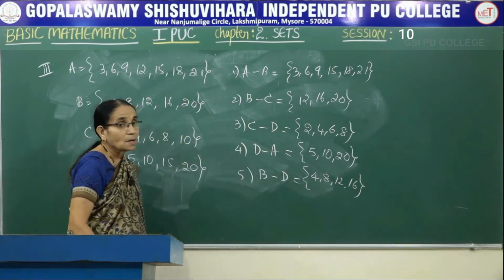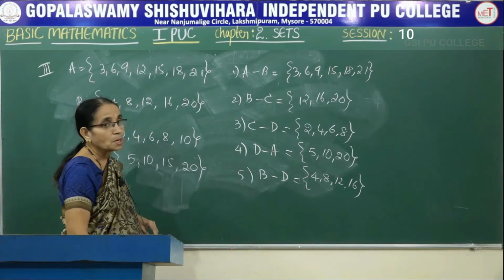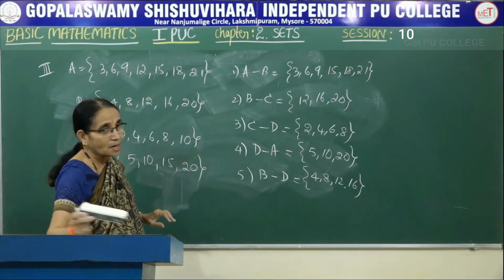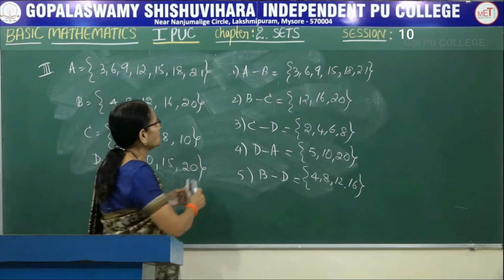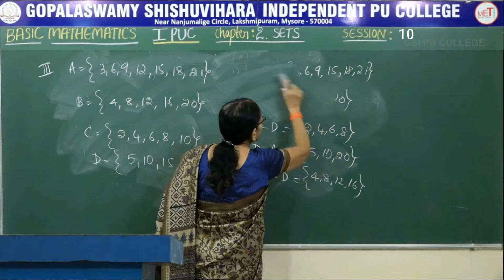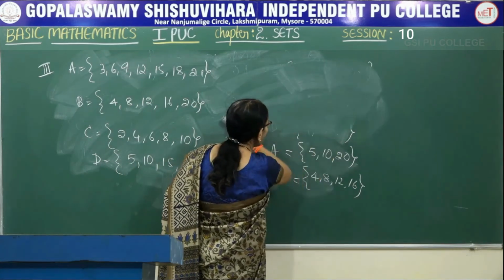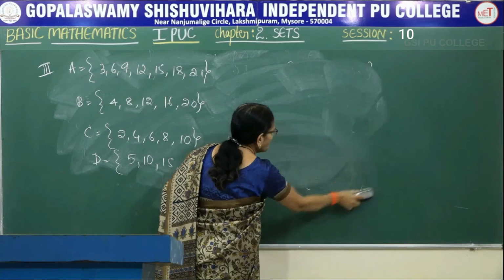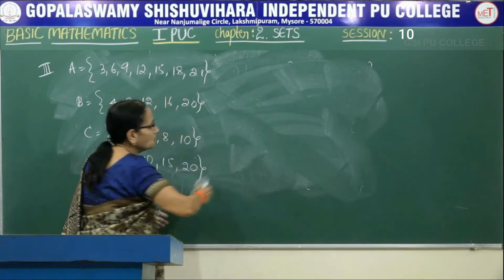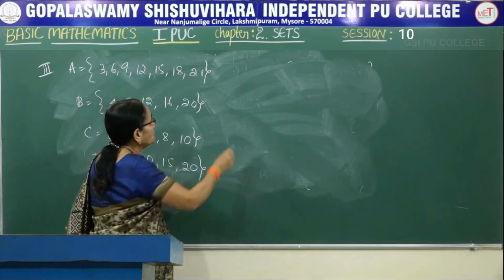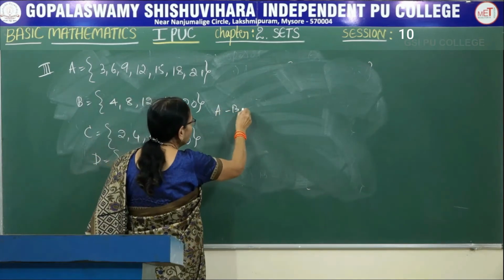You have to write. If you find it difficult to write the answer directly, there is another method. See, you can do like this. I show the method for one problem. The same way, if you want, you can write here. Now, first we write A minus B like this.